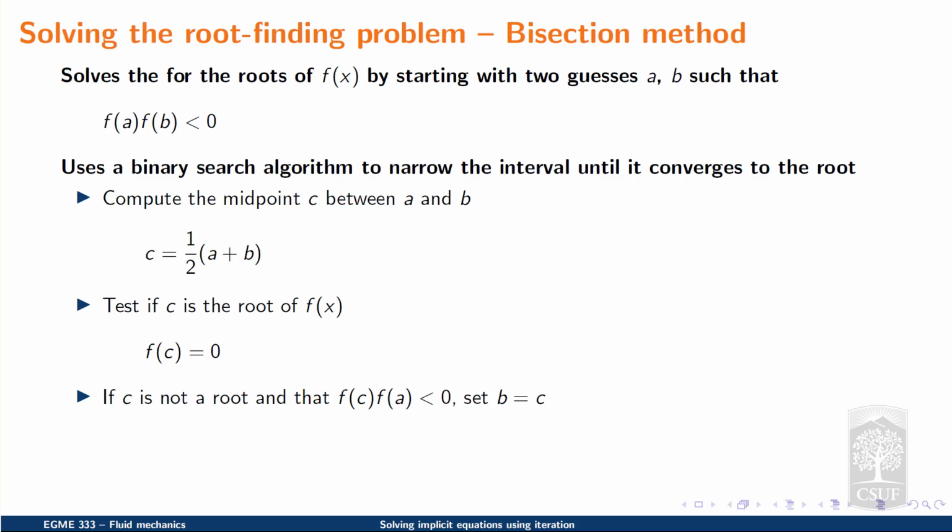If this is true, then we set the value b equal to c. Otherwise, if the product of f of c times f of a is greater than 0, a positive quantity, we set a equal to c.